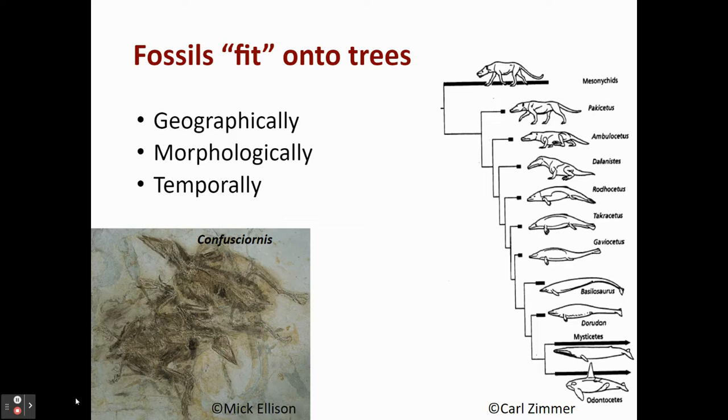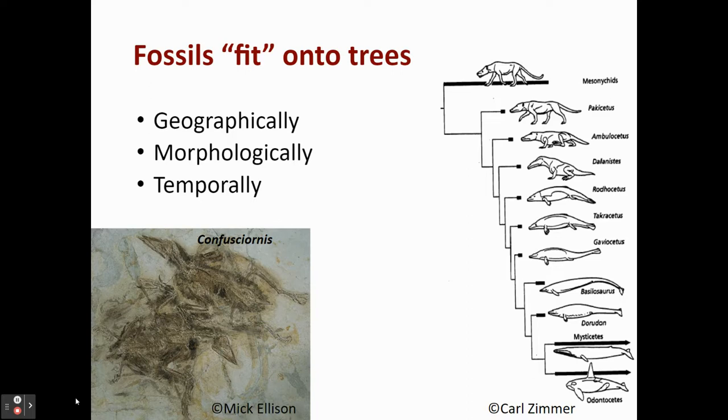Okay, and we see this whole evolutionary time scale laid out going from about 50 million years ago up to the present day, where we have two major groups of whales: the mysticetes, which are the baleen whales, and of course the odontocetes, which are the toothed whales. And when I say geographically, we find similar fossils in similar places.